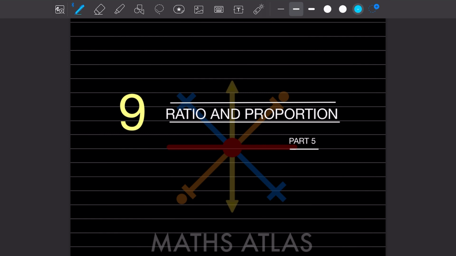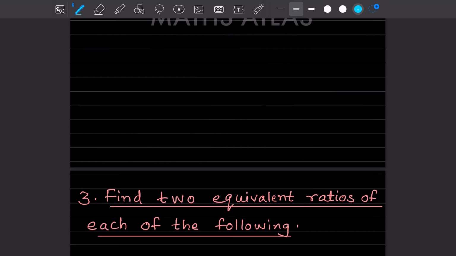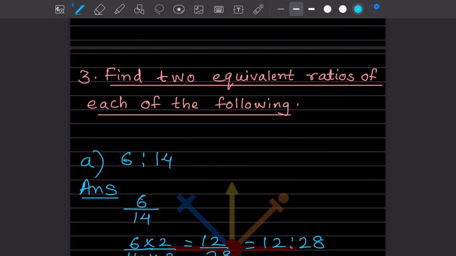So this is the fifth part of the same chapter, that is ratio and proportion. We have already worked out some of the questions in the previous video. You can go through it, and the remaining part we'll do today.